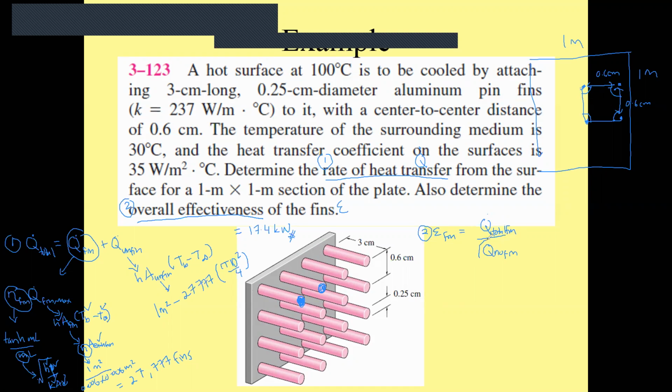So for without the fin here, it's merely hA no fin times the temperature difference. This area is only 1 meter squared, right? So you plug it in, you will get about 7.1. Okay, so that's your answer for B.